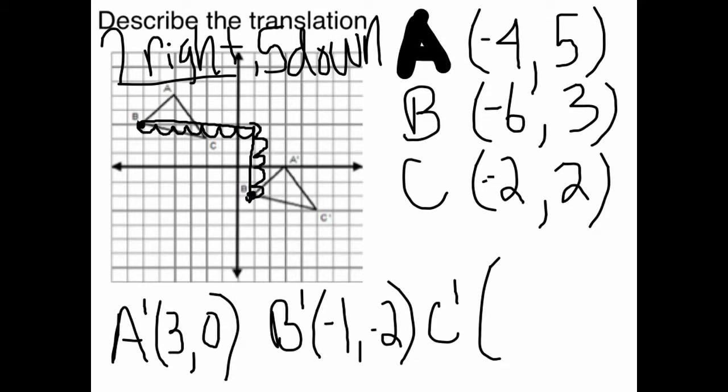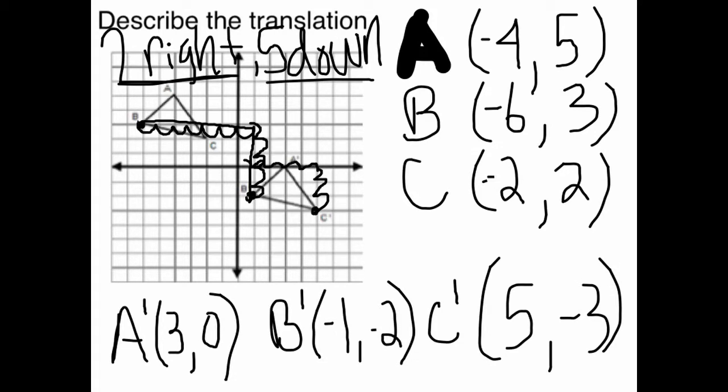Now, I'm not going to bother counting from C to C prime. I already know that my figure has been translated 7 units to the right and 5 units down. I'm just going to write my new coordinates for it. So C prime is at 1, 2, 3, 4, 5, 5, and -3.